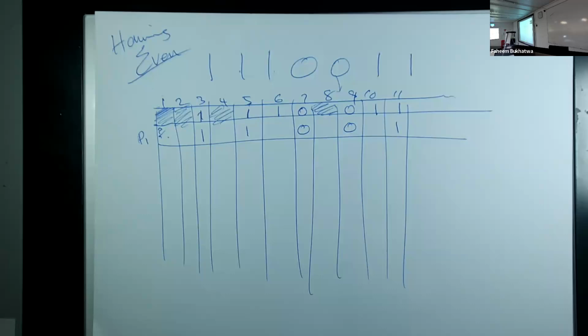Columns 2, 4, 8. You're a sender. I just gave you this data, but you put the data in the parity place. Wrong. Leave the parity columns free.